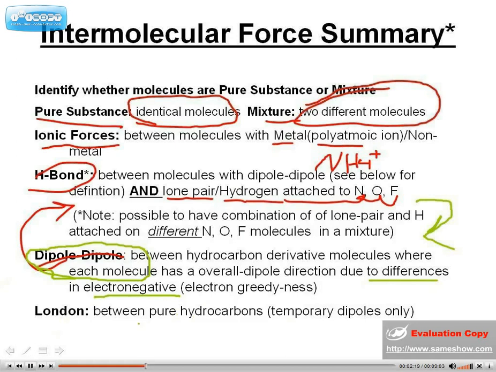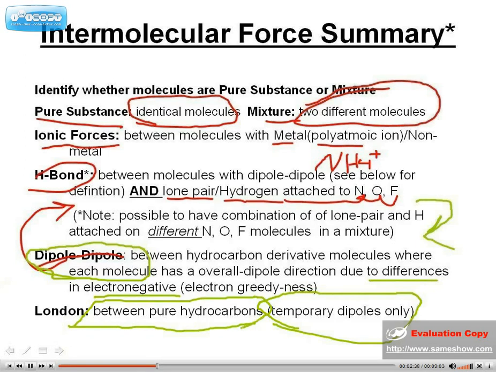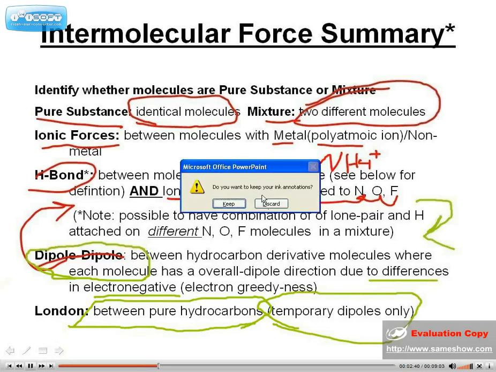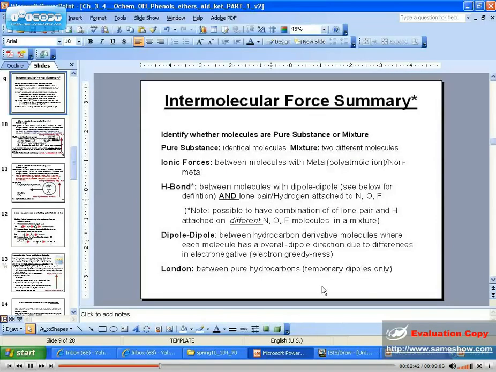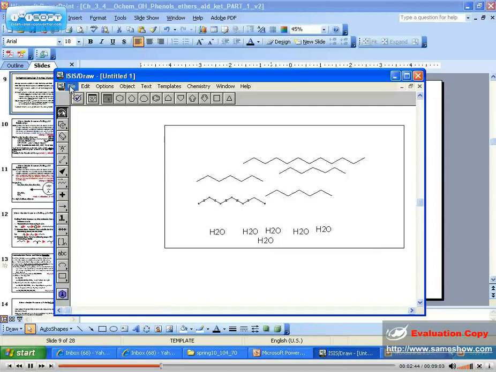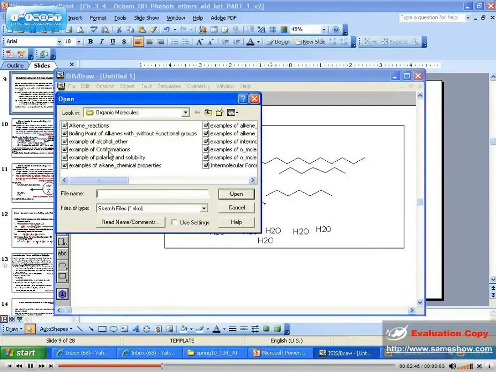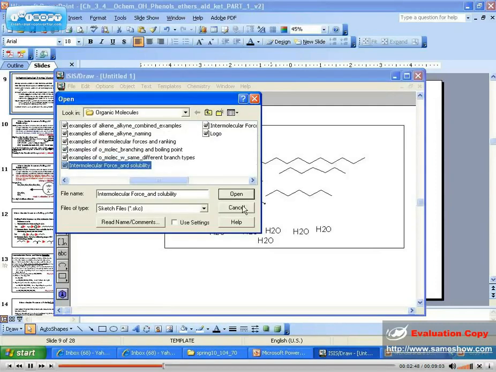London forces: if all the dipoles cancel out, then we say it's automatically due to the temporary dipoles talked about in the slides. And these tend to, not always, but they tend to occur in pure hydrocarbons. But you still have to figure out whether all the individual dipoles cancel out. So let's go ahead and see general examples of this, looking at the intermolecular forces slides.